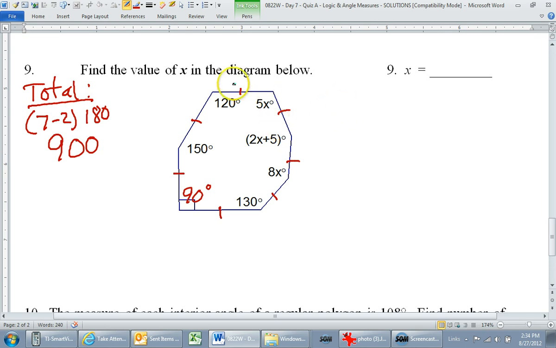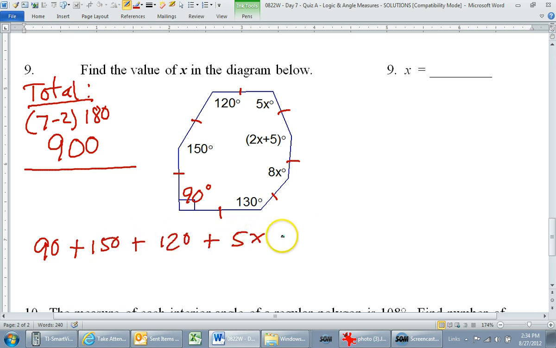Maria was already telling me that we need to add up all the angles inside. But now we know what we're going to set it equal to, 900. So some of you, here's where you made your mistake. We need to start adding these all up. I'm just going to start with the 90 because a lot of people left that out. So we have 90 plus 150 plus 120 plus 5x plus 2x plus 5 plus 8x plus 130. And all of that should equal what now? 900.